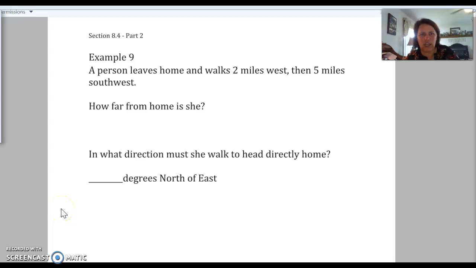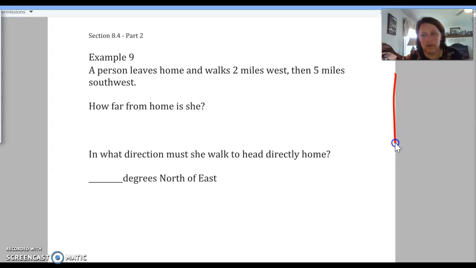All right, for section 8.4 part 2, we have just a couple more examples to go through. So example number 9, and again, this is another review of part 1. So same kind of question that we talked about before. We have a person who leaves home and walks 2 miles west, then 5 miles southwest.